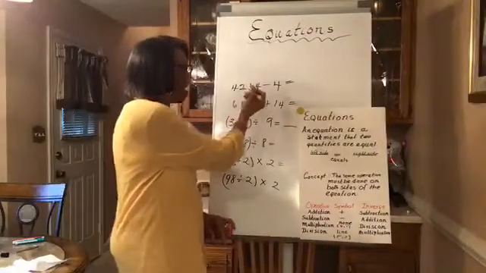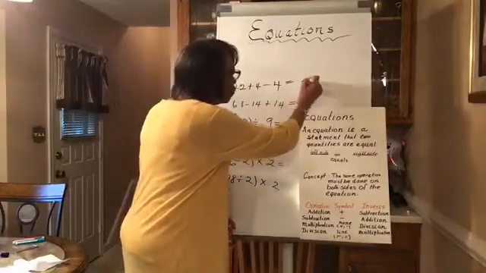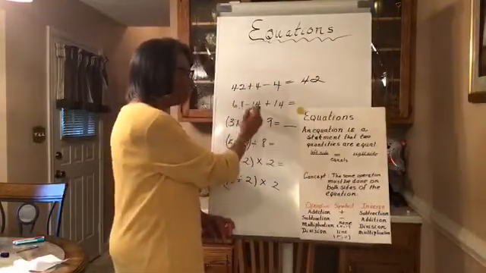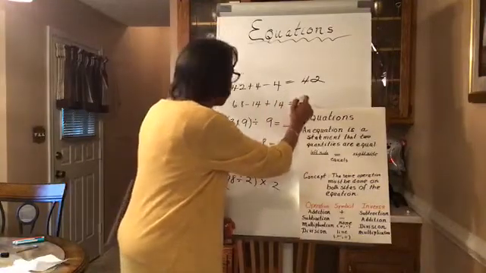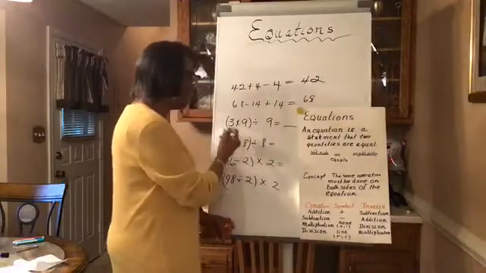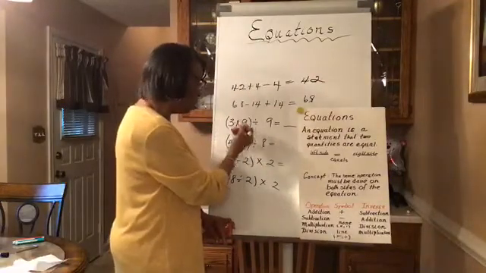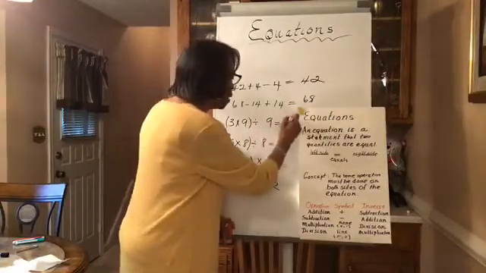Because you know, if I add 4 to 42 and then subtract 4, I'm going to get 42. If I subtract 14 from 68 and then add 14, I'm going to get 68. If I multiply 3 by 9, and then divide by 9, I'm going to get 3.